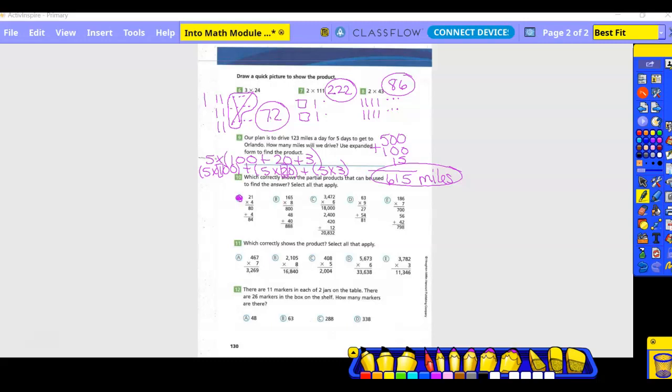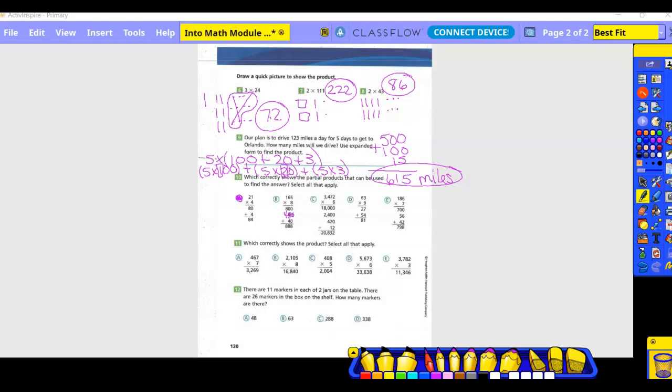Okay, this one they took 8 times 100 and got 800. 8 times 6 and got what? Got 48. But that is in the 10 spot. So what else needs to be with that? It should be 480, right? So is letter B going to work? No.